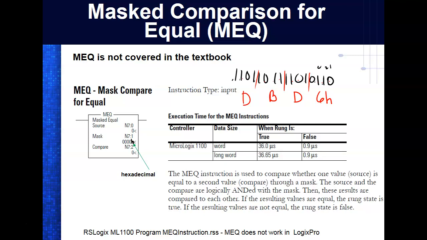The MEQ instruction is used to compare whether one source is equal to a second source through a mask. The source and the compare are logically ANDed with the mask, then these results are compared to each other. If the resulting values are equal, the rung state is true. If the resulting values are not equal, then the rung state is false.